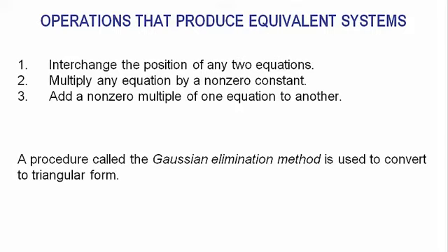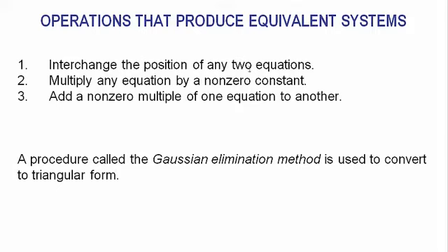The operations that produce equivalent systems are the things that we are allowed to do to these equations that don't mess things up. The whole idea is we want to change things around, we want them to look different, but we want them to still represent the exact same equations. So we don't want to do anything that is going to mess up the underlying equalities. These are the only things we're allowed to do.